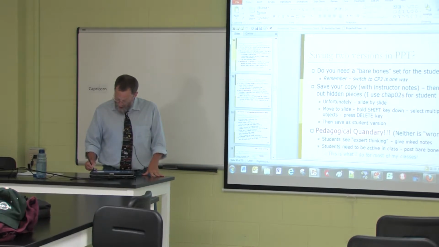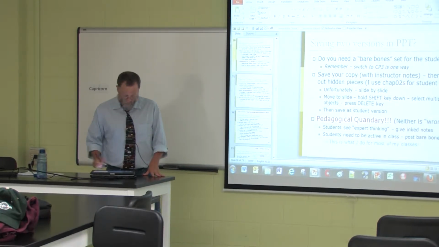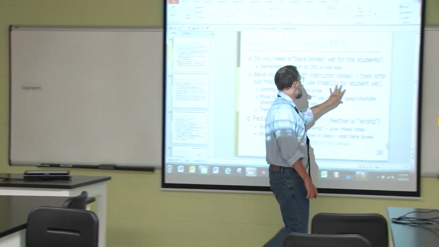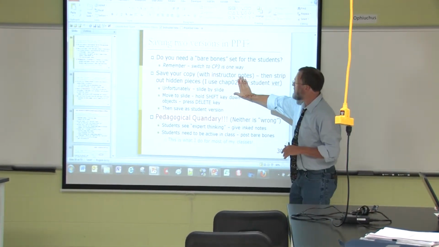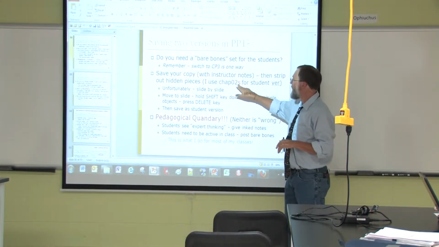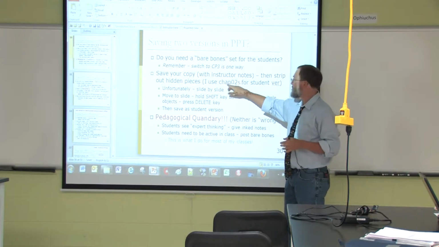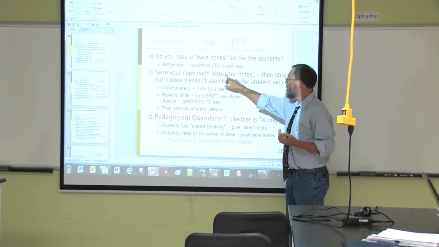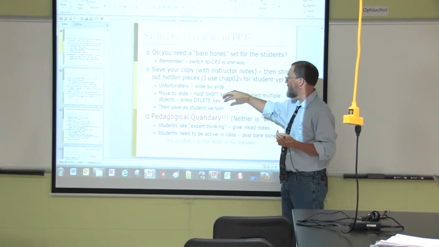Okay, so the bare bones, let's see, save with a hidden. Right, so what I do is for the ones I put out for the students, I'll save mine as Chapter 2, and then I'll make it like Chapter 2S for student, or Chapter 2 bare, or something like that. So I'll resave it once I've stripped out everything.